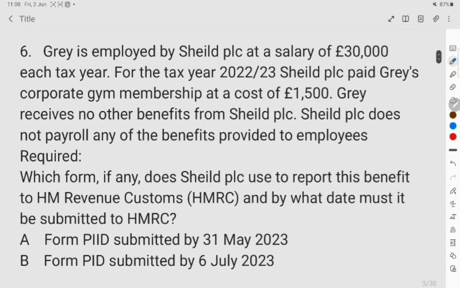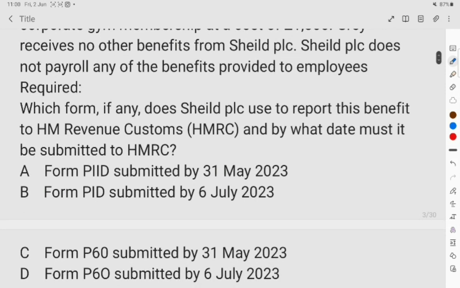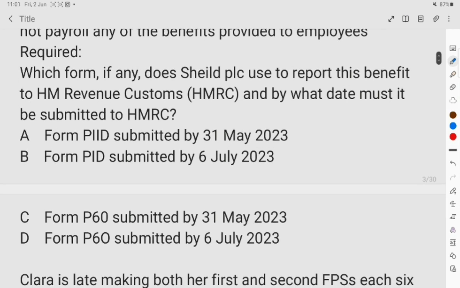Next question is, Gray is employed by Shield PLC at a salary of £30,000 each tax year. For the tax year 22-23, Shield PLC paid Gray's corporate gym membership at a cost of £1,500. So it is a taxable benefit. Gray received no other benefit from Shield PLC. Shield PLC does not payroll any of the benefits provided to employees, and the requirement is, which form, if any, does Shield PLC use to report this benefit to HMRC, and by what date must it be submitted to HMRC?